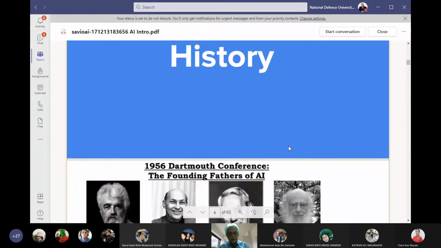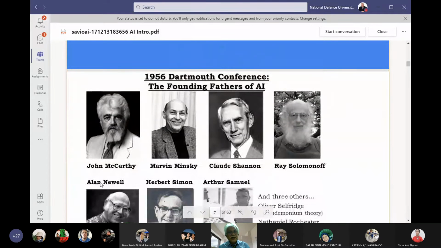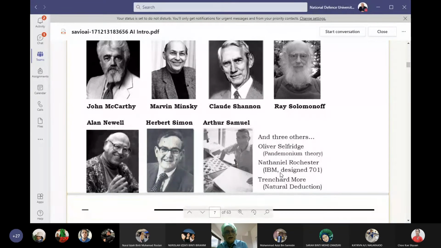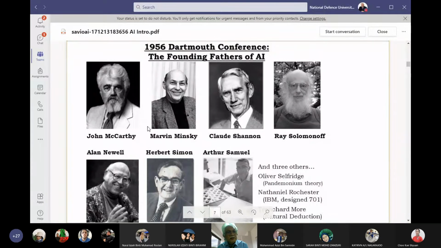Let's go to the history of artificial intelligence. In the year 1956, at Dartmouth College in the USA, a conference was held between, I think, around 10 people. These are those who were involved in that conference: John McCarthy, Marvin Minsky, Claude Shannon, Ray Solomonoff, Alan Newell, Herbert Simon, Arthur Samuel, and so forth. I was lucky. I met Marvin Minsky at one of the conferences. I'm not sure whether he stayed around or not.